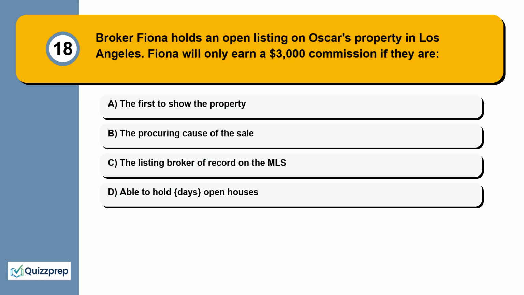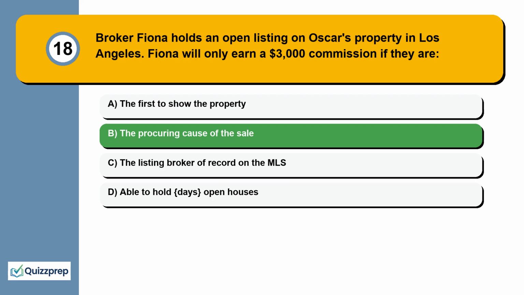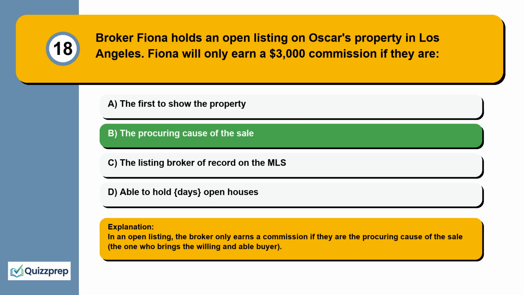Question 18. Broker Fiona holds an open listing on Oscar's property in Los Angeles. Fiona will only earn a $3,000 commission if they are the first to show the property, the procuring cause of the sale, the listing broker of record on the MLS, able to hold open houses. In an open listing, the broker only earns a commission if they are the procuring cause of the sale, the one who brings the willing and able buyer.